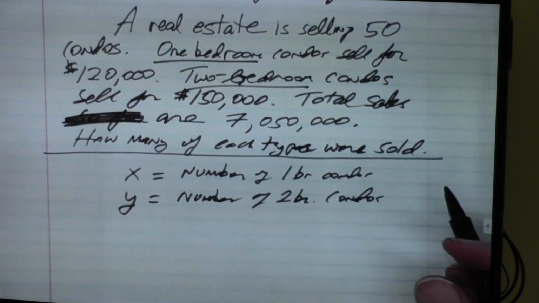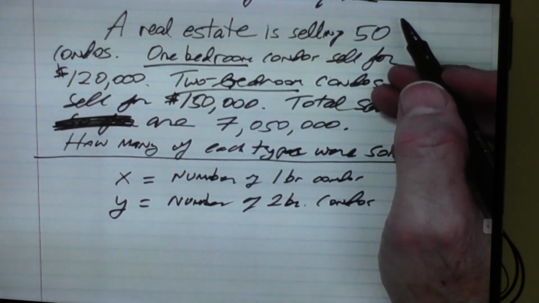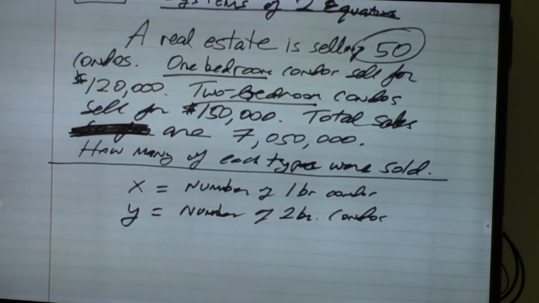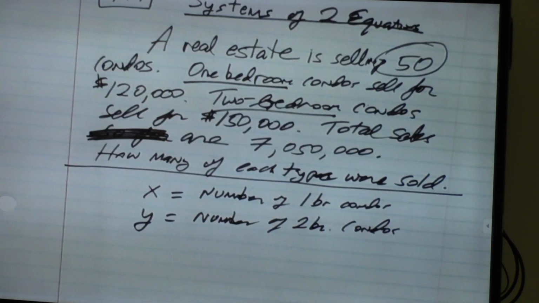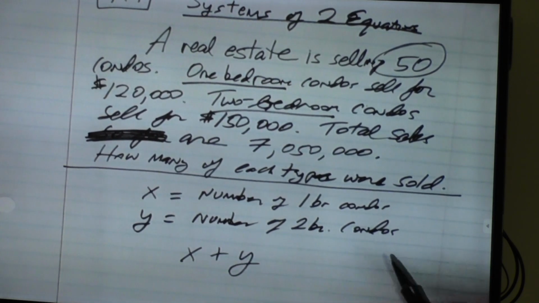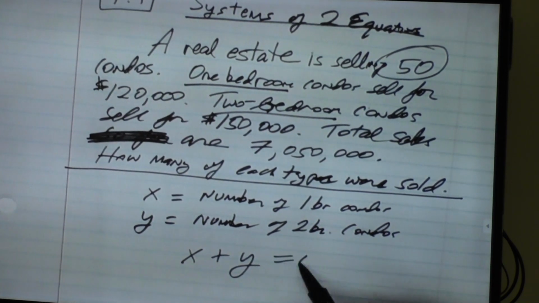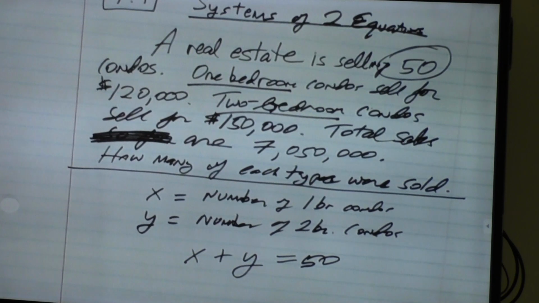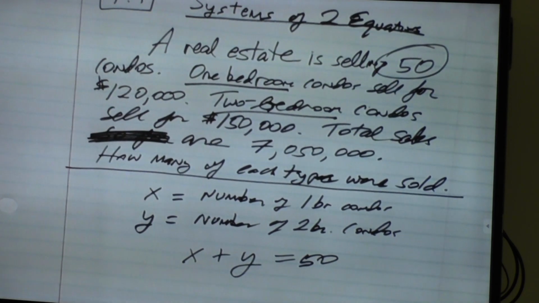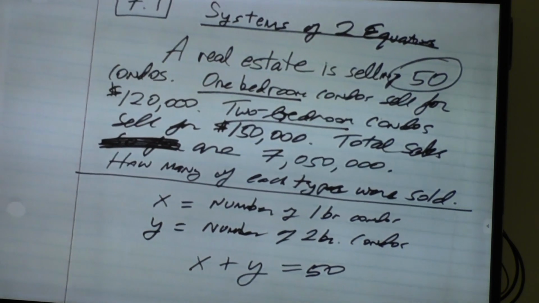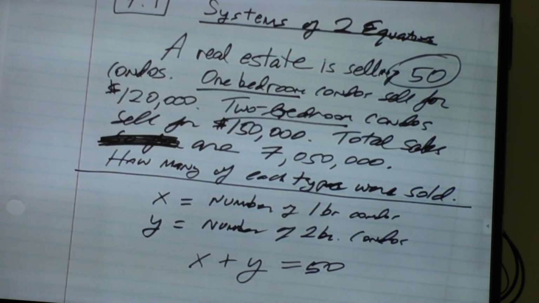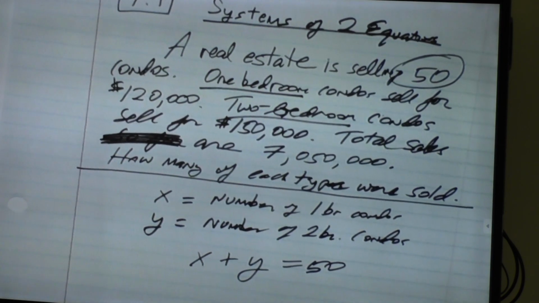So we know a few things. We know that there's a total of 50. When you get a total like that, that's a little clue for you. You can just add up the amounts. So however many there are one-bedroom ones, plus however many there are two-bedroom ones, is going to be a total of 50. Now our job is to find out how many of each. Is it 49 of one and 1 of the other, 40 of one and 10 of another, 0 of one and 50 of the other? We just know it's going to add up to 50.